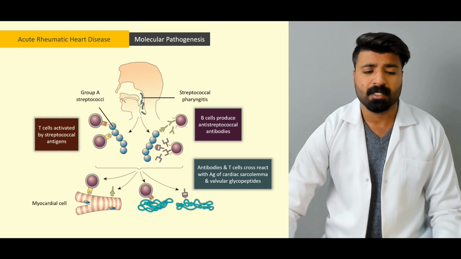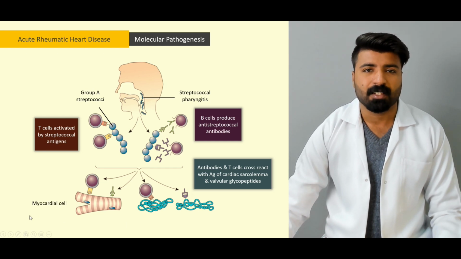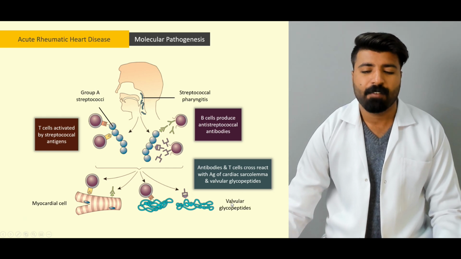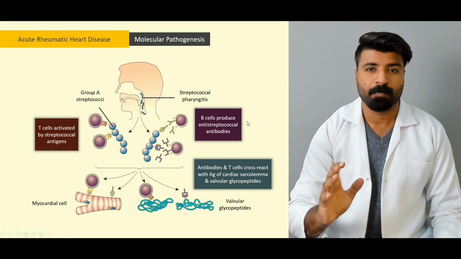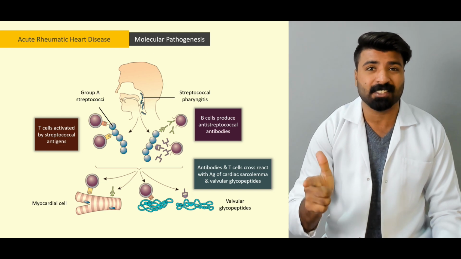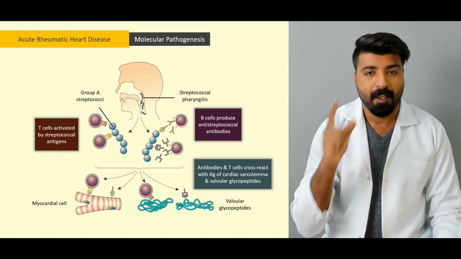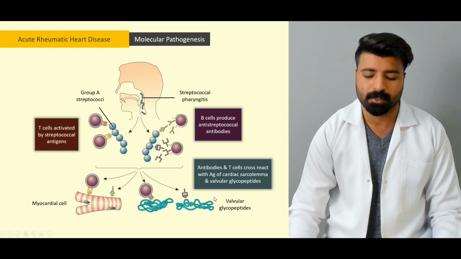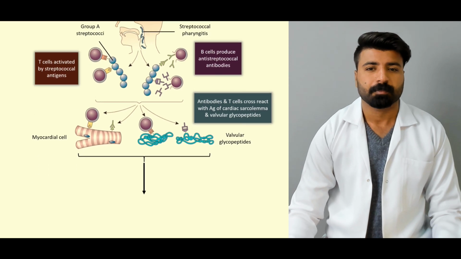So what happens is that myocardial cells at this level, you can see myocardial cells will be affected, valvular glycopeptides will be affected, and when both of these systems, if B cells and T cells, antibodies and cytotoxic T cells, have made up their mind to affect these two cells, myocardial cells and valvular glycopeptides, what's going to happen?